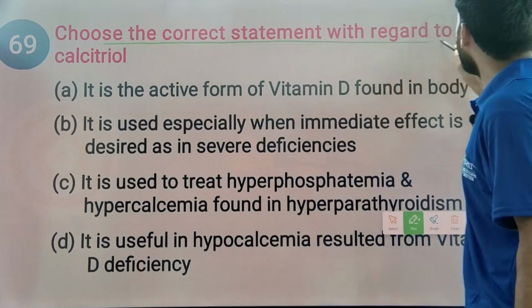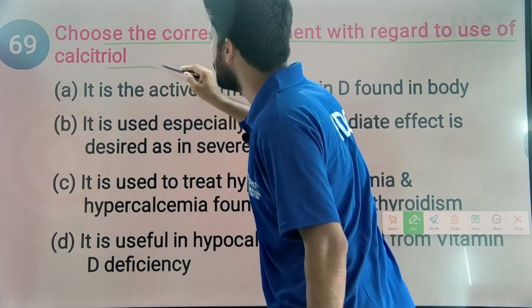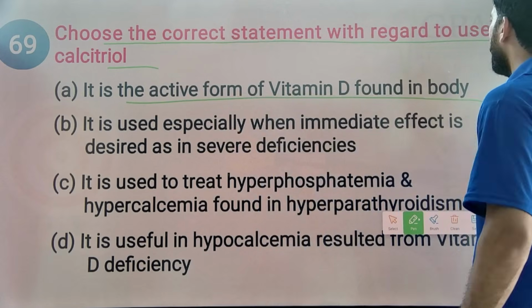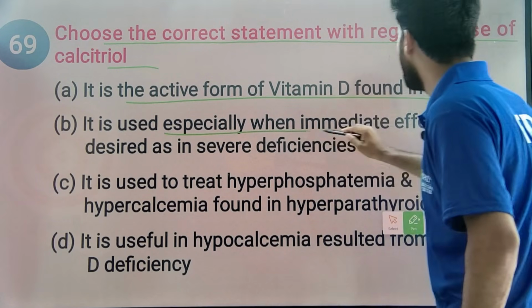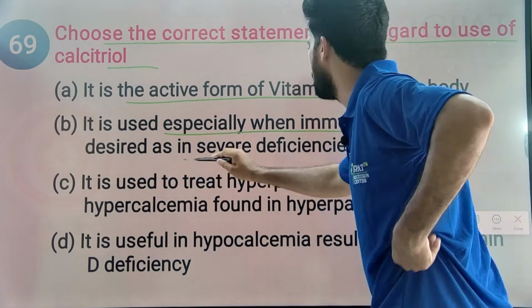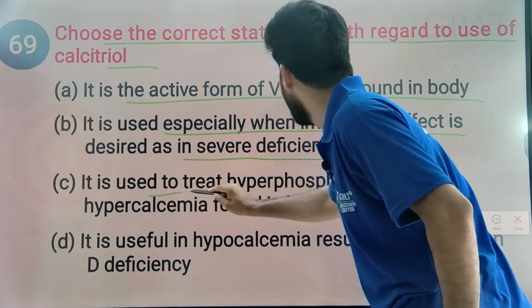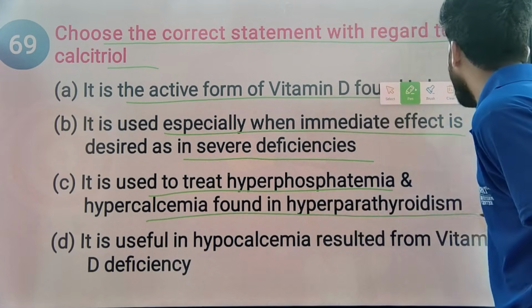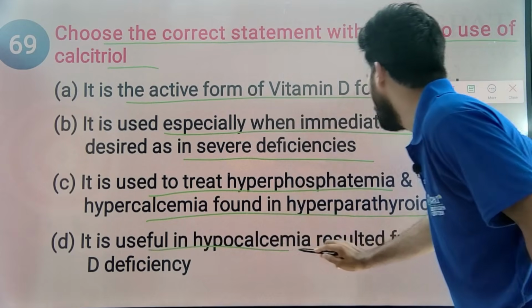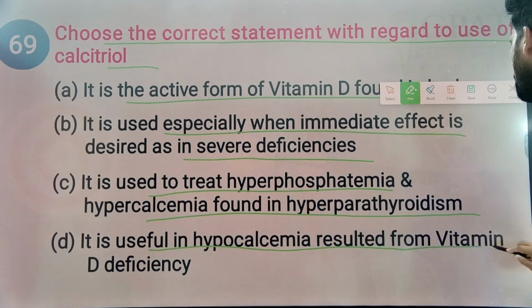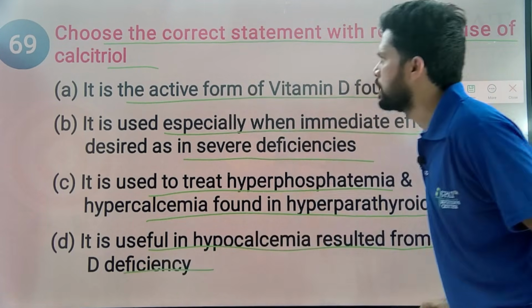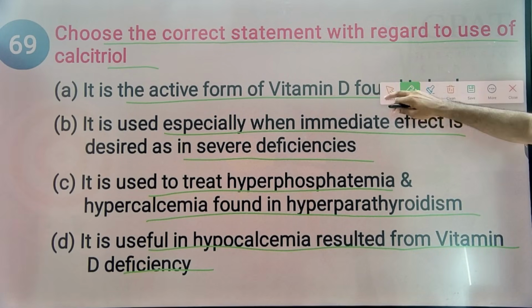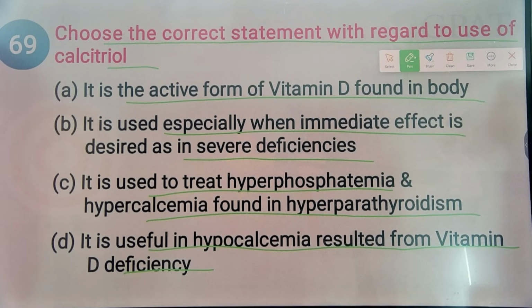Choose the correct statement with regard to use of calcitriol. It is an active form of vitamin D found in the body. It is used especially when immediate effect is desired in severe deficiency. It is used to treat hyperphosphatemia and hypercalcemia found in hyperparathyroidism. It is useful in hypocalcemia resulted from the vitamin D deficiency. So calcitriol is one of the active forms of vitamin D.